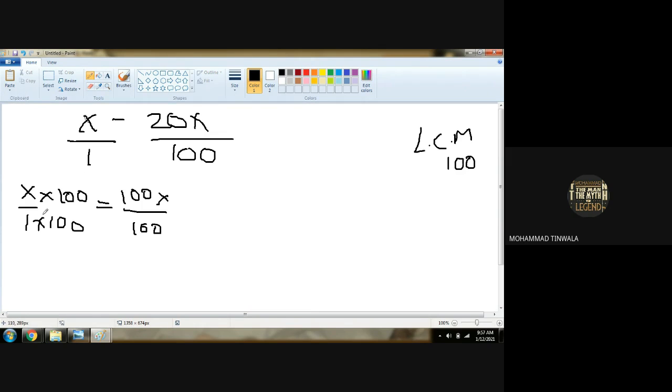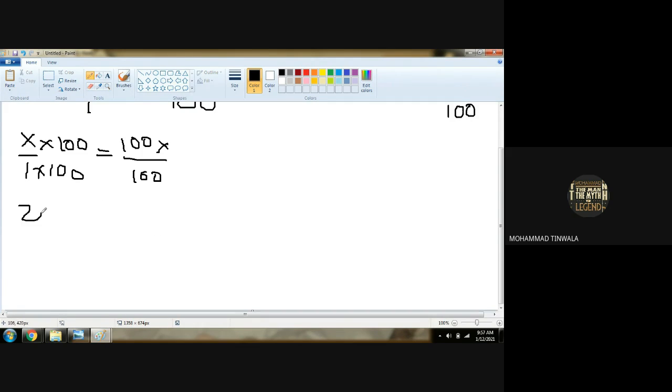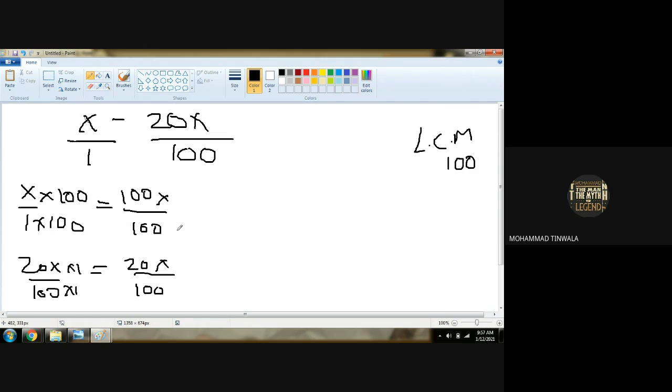Then 20x upon 100. So take 100 and 100, multiply by x. In this also multiply by 1. Sorry, so 20x will be as it is upon 100. 100 will be as it is. Now do we have both like fractions? 100x upon 100 minus 20x upon 100.